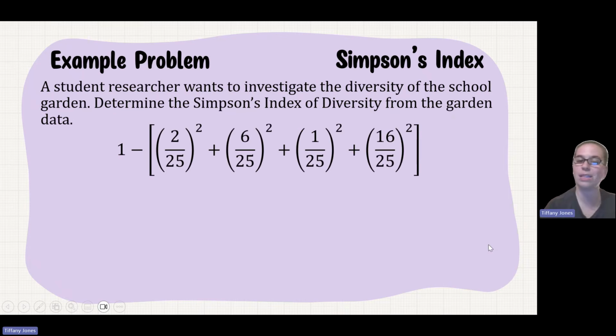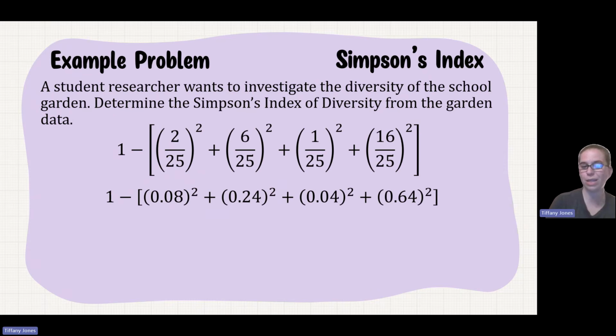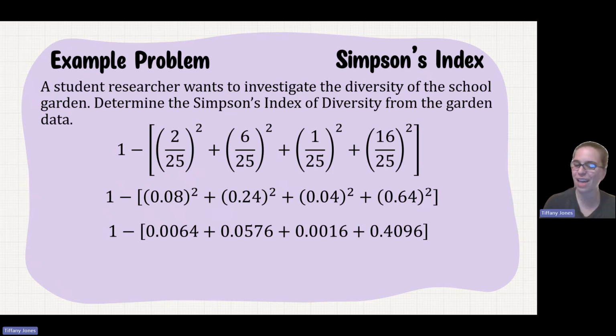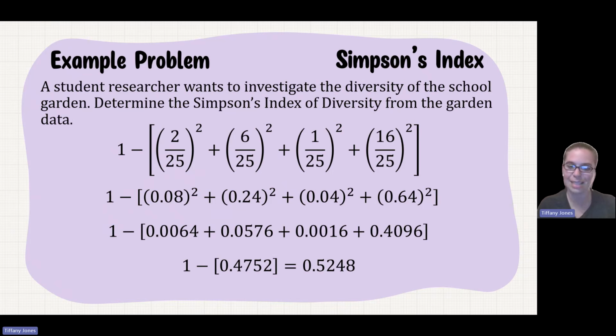We go ahead and we divide. So 2 divided by 25 is 0.08. 6 divided by 25 is 0.24. 1 divided by 25 is 0.04. And 16 divided by 25 is 0.64. We square each of those and get those values. We add them together and we get 1 minus 0.4752. And as I said, that tends to be where students forget to do this last step. So when we do our subtraction, we get 0.5248.